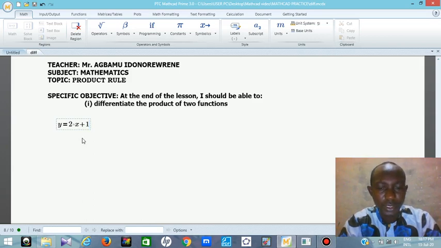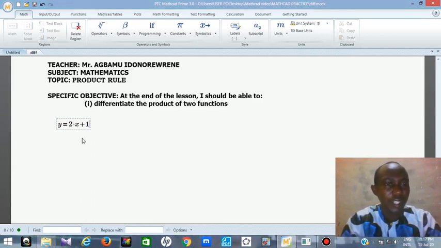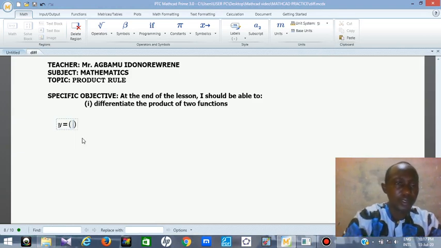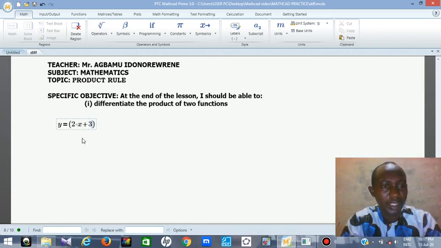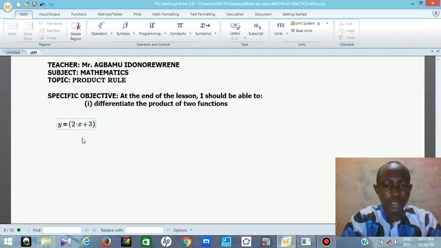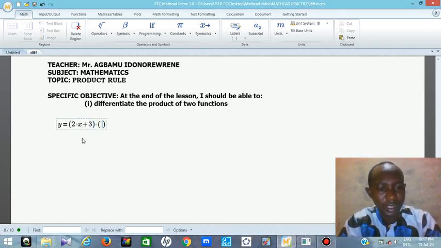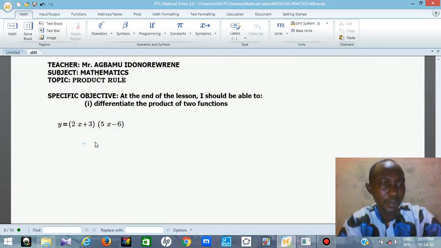So when this function is multiplying another function, let's say you put it in brackets, 2x plus 3, then it's also multiplying another function, let's say 5x minus 6. So this is a good example. You have a function 2x plus 3, multiplying another function 5x minus 6. So how do you differentiate a situation like this?